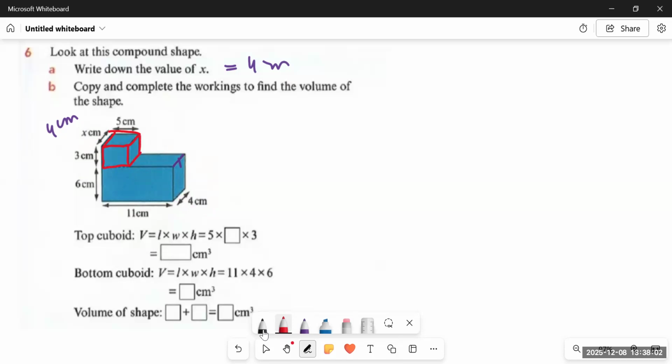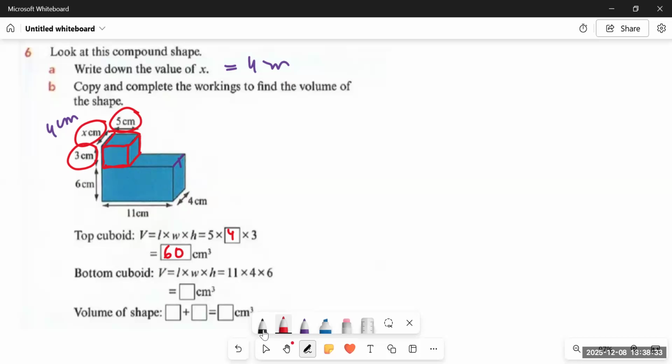For this cuboid, the length is given as 11 minus 5 here. This is the length. This is the breadth, which is 4 centimeters. And this is the height, which is 3 centimeters. So it would be 5 into 4 into 3. 5 fours are 20 and 20 into 3 is equal to 60 centimeters cubed, right? So for the top cuboid, the volume is 60 centimeters cubed.